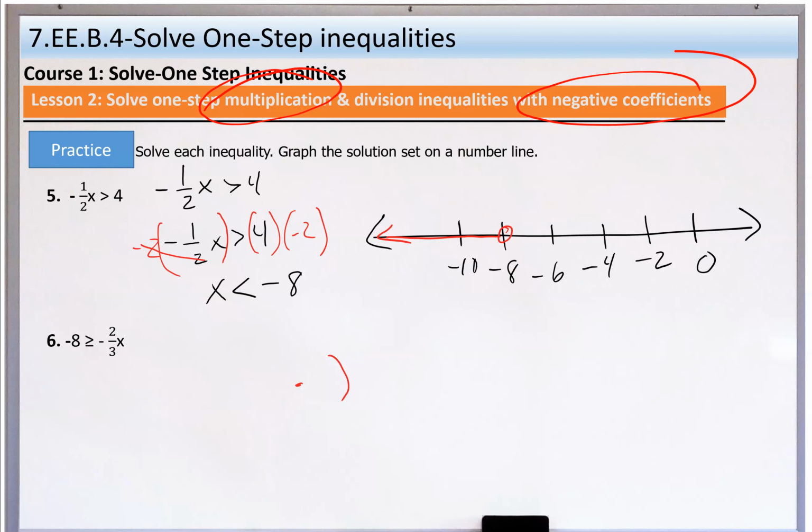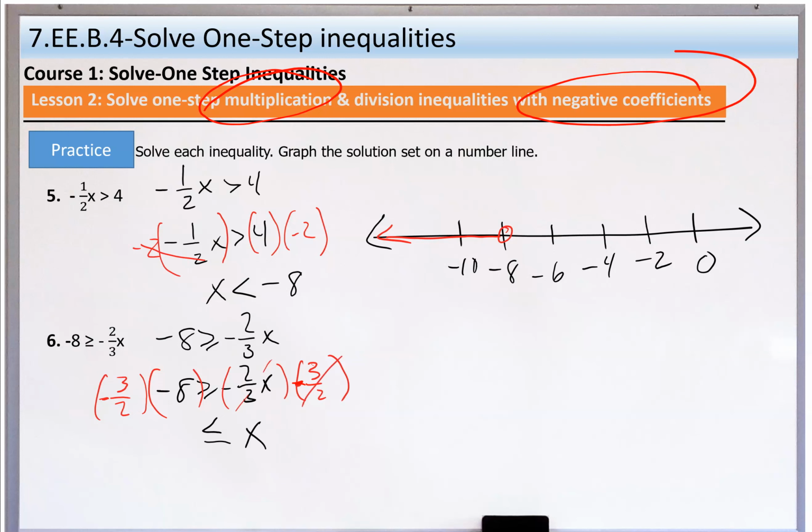Let's squeeze one more in. Again, I have a negative coefficient, negative 2/3. So I'm going to multiply both sides by the multiplicative inverse of negative 2/3, which is negative 3/2. I am multiplying both sides by a negative number, so my inequality sign has to be inverted. I'm left with a positive x is greater than or equal to 12.